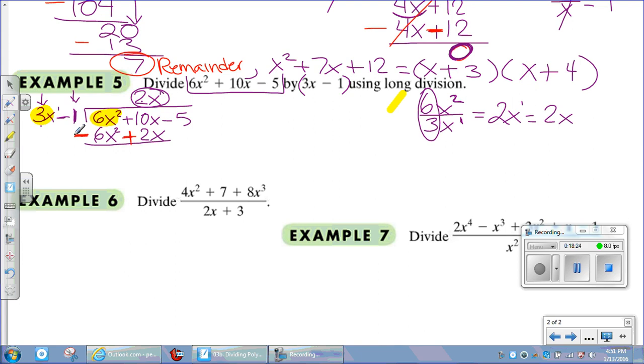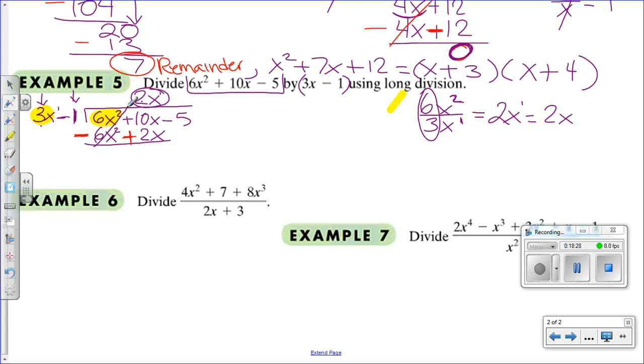Now what I'm going to do is combine like terms. So 6x squared minus 6x squared will be 0. So we may say it cancels. Here we have 10x plus 2x. That will be 12x. The next step for us is to drop the next term, and that's minus 5.